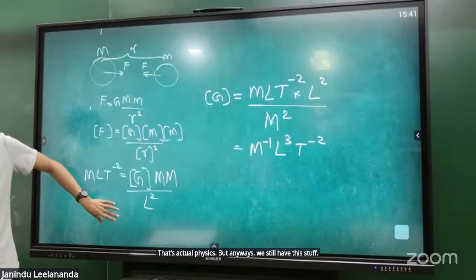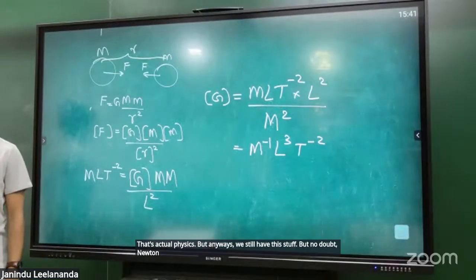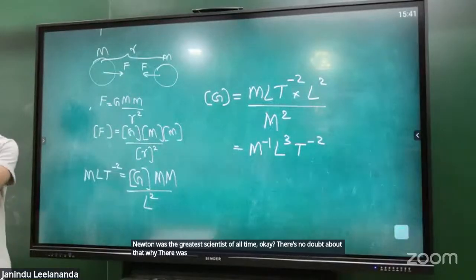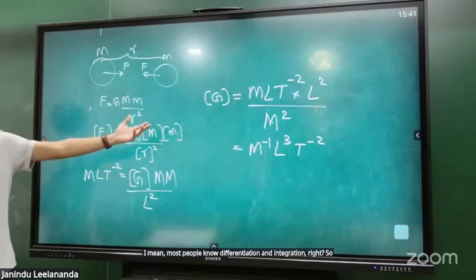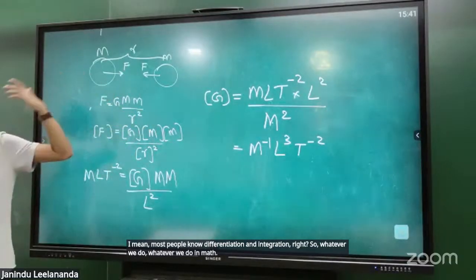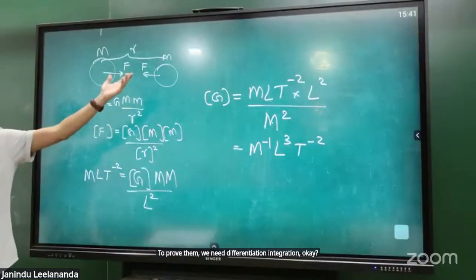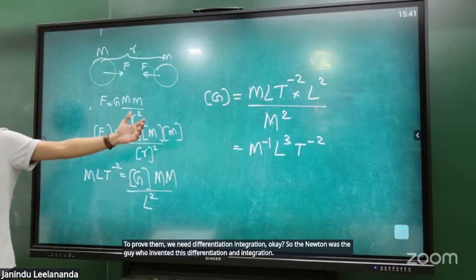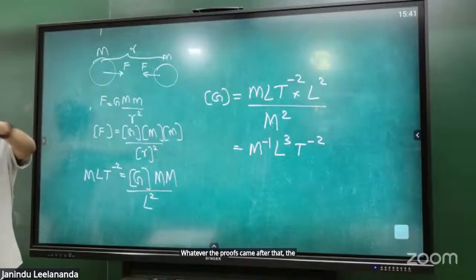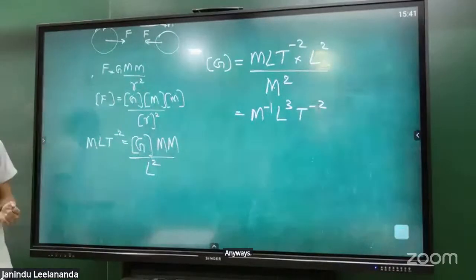But no doubt, Newton was the greatest scientist of all time. Okay, there's no doubt about that. Why? Maths people know differentiation and integration, right? Whatever we do in math, to prove them, we need differentiation and integration. Newton was the guy who invented differentiation and integration. So whatever proofs came after that, Newton was the person who established the mathematical background for everything. Anyways, we just have to learn this stuff.